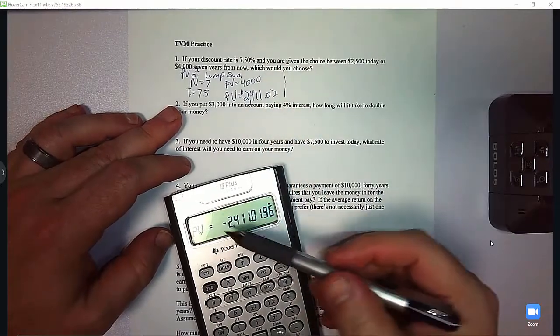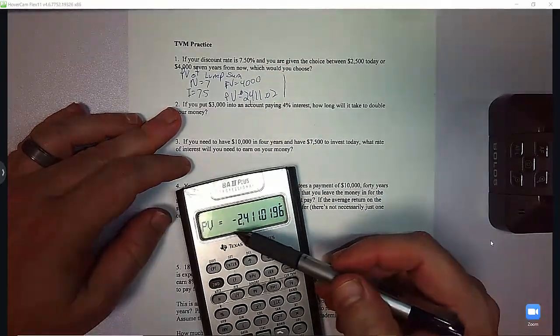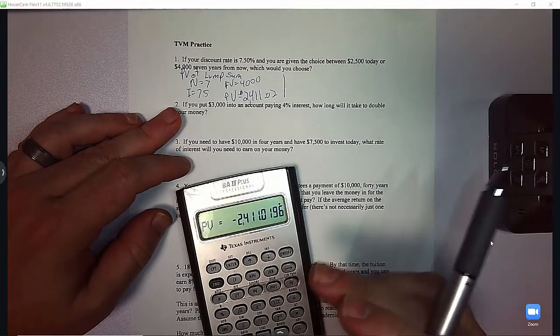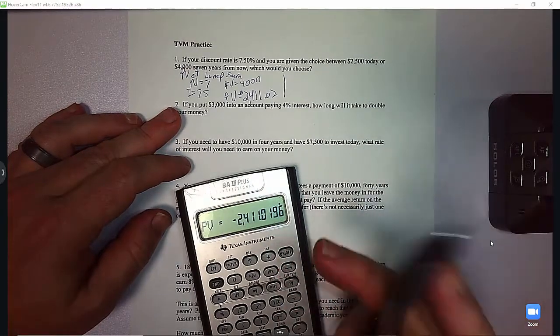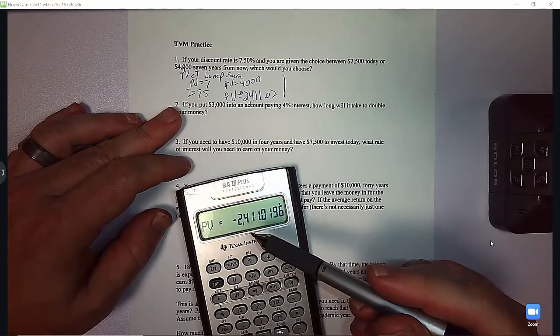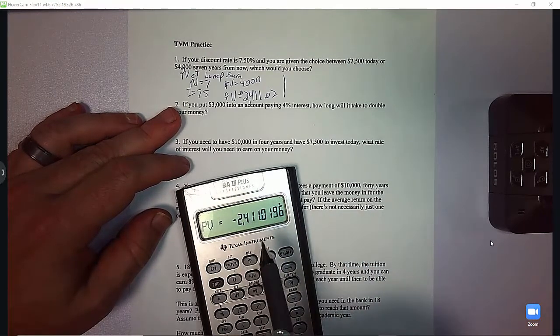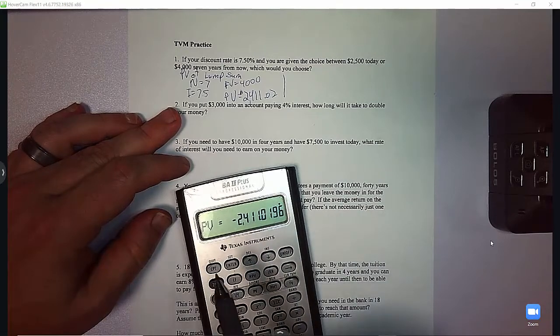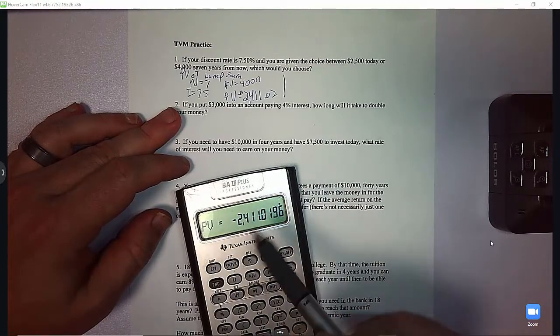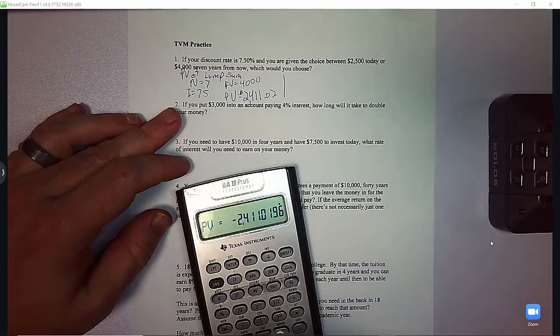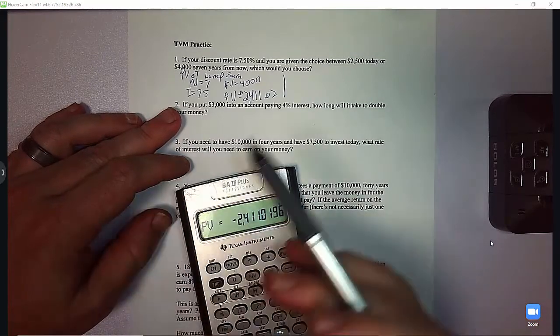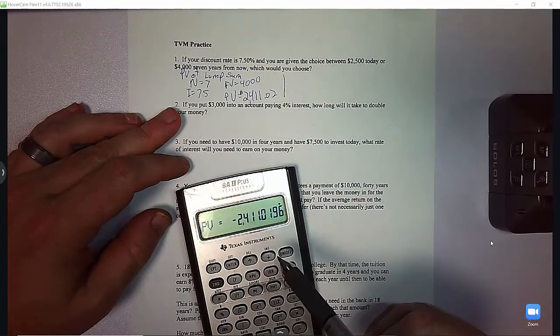Now you might notice that this is a negative in front of that $2,411.02. That's because it's a cash outflow. So later on in some other problems, we're going to see where that's very important, especially when we're calculating any kind of interest rate. You need to have cash outflows and cash inflows for the calculator to know what's going on and how to calculate that return.